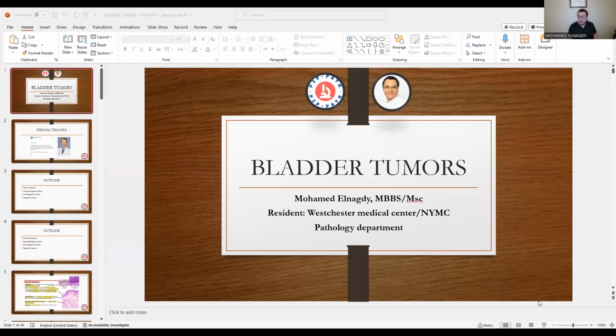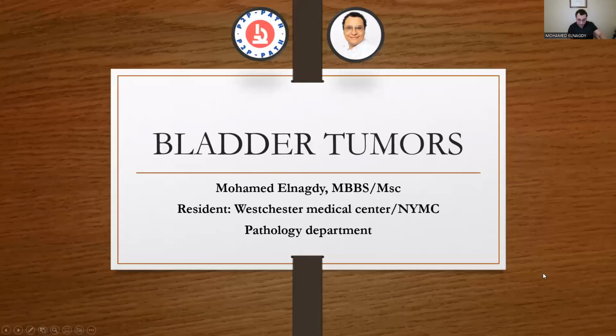In this section, I'm going to cover the bladder tumors, which is our second topic in terms of the GU path. Then we'll go over the kidney tumors and the prostate tumors, and we'll do some virtual microscopy at the end of the section so that we try to recall the different entities which are high yield for the boards.